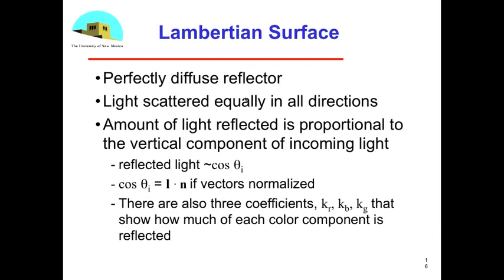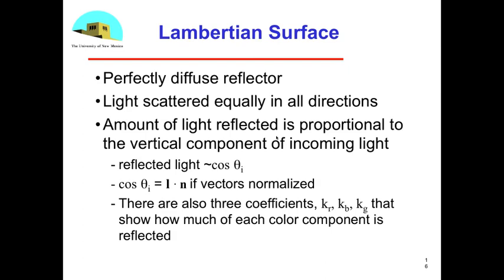Okay, so a perfectly diffuse reflector is kind of what you get with matte paint that you use on walls that doesn't have any shiny spots. It scatters light equally in all directions. Now that doesn't mean that the brightness you see is always the same. It says that if it scatters equally in all directions, it doesn't matter where the viewer is, because every viewer looking at that surface will see the same thing.